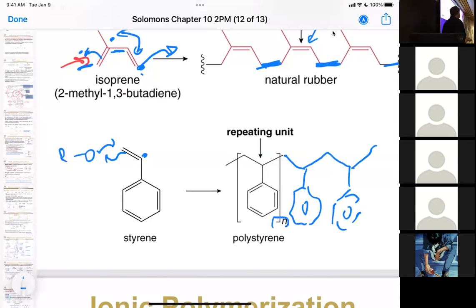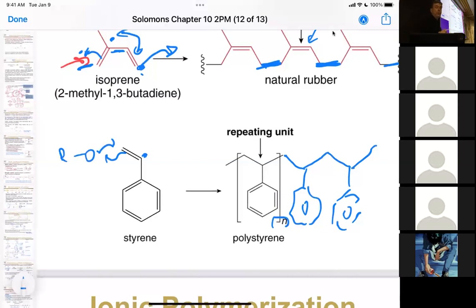But the cool thing is they always react what we call head to tail. The leading, more stable radical is always going to attack the least hindered side, giving you the more stable radical, least hindered side, more stable radical, least hindered side. And it's a very regular pattern. Questions about that?